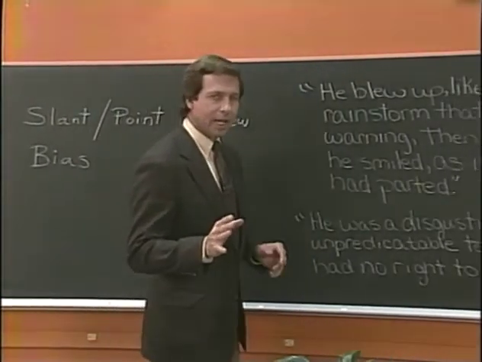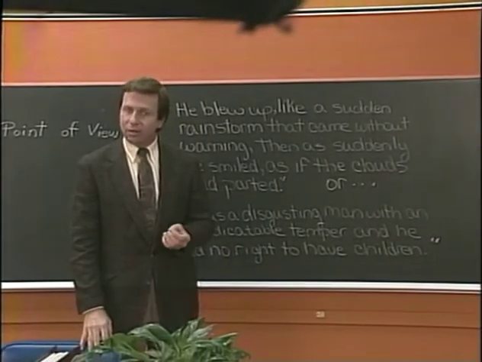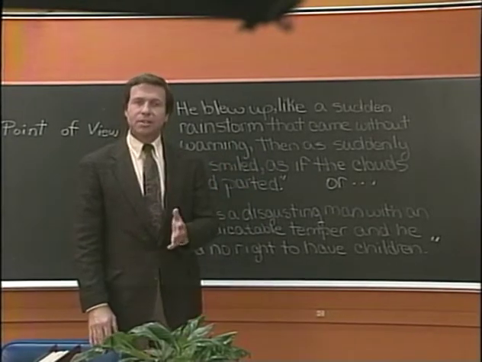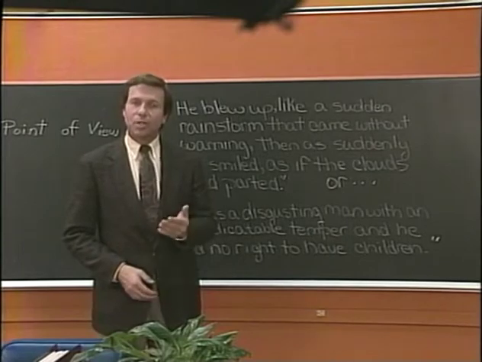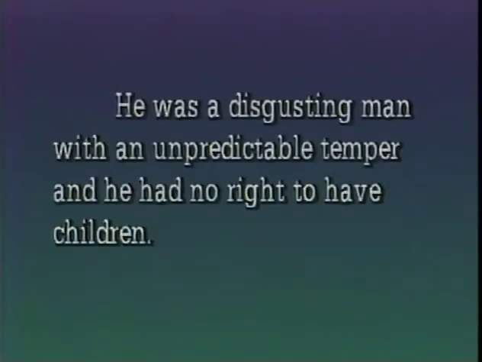Then we can better see how to spot and avoid bias, as well as how to liven up our writing with more colorful descriptions. Here are 2 sentences. As you listen to them, try to decide which one is biased and which is written with a slant. He blew up like a sudden rainstorm that came without warning. Then, as suddenly, he smiled as if the clouds had parted. Or, he was a disgusting man with an unpredictable temper, and he had no right to have children. Which sentence is biased? Clearly, it is the second of the 2.